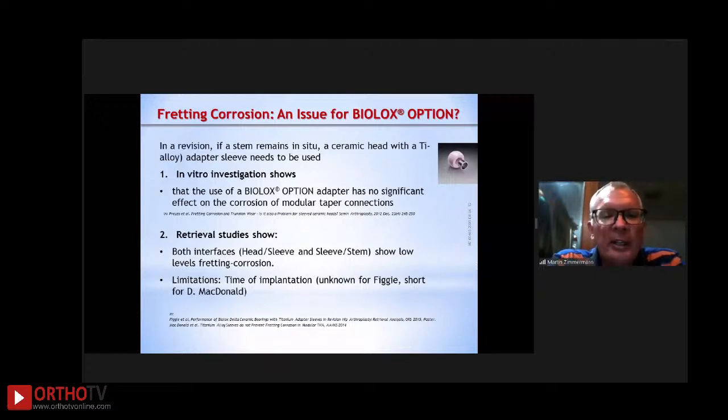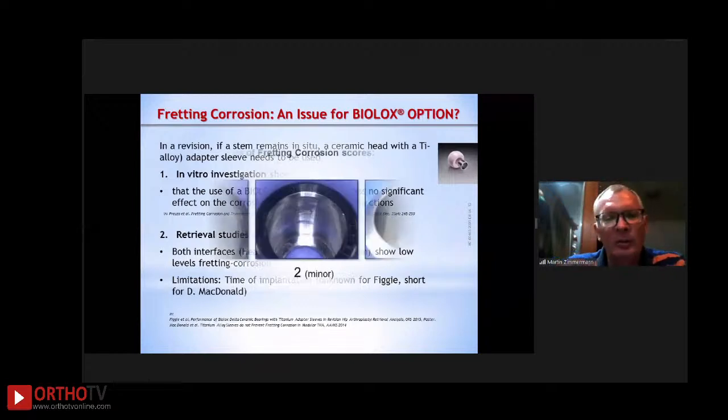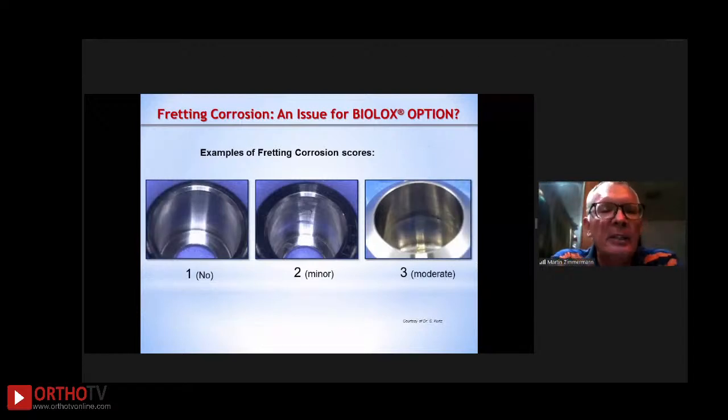But more interesting are the retrieval studies. We have to analyze these studies because finally this is the truth of what's really happening in the body of the patient. So we have to analyze the interfaces. You now have a supplementary interface between the head and the sleeve and between the sleeve and the stem. To my knowledge, up to now there are two publications, but a limitation is the time of implantation, because it was not used so long in situ to give a final conclusion. But here, anyway, are some pictures of it.